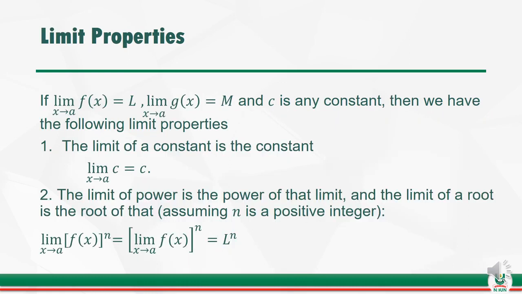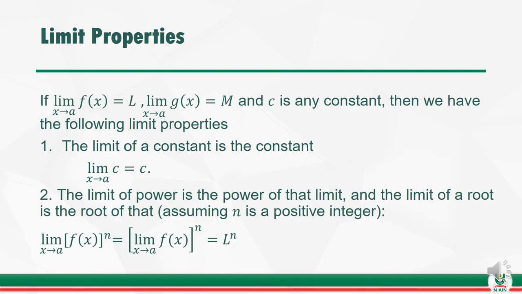Limit properties are very important to understand so that we are able to solve problems regarding the limit of a function. Let the limit of f of s be equal to L as s tends to a, and let the limit of g of s be equal to m as s tends to a, and c is a constant. Constant means an ordinary number. Then we shall have the following.